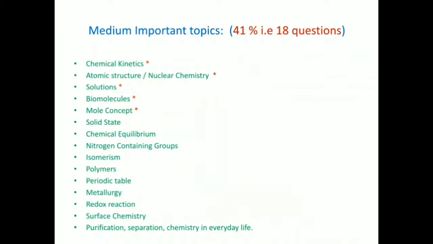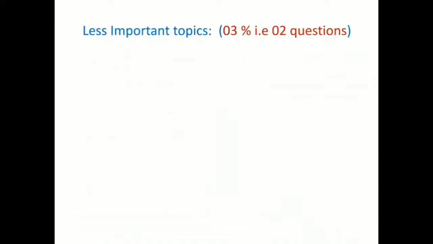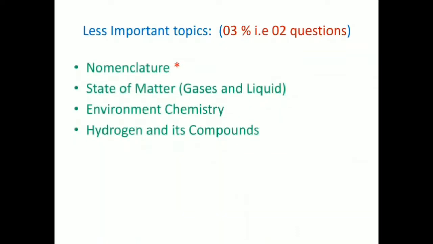Let's go ahead and see what the least important topics are. Least important topics are those from which you get approximately 3% of questions, that is around 1 or 2 questions in 45. So what are these topics? You have this in front of you, and I think nomenclature is the one which is a little bit more important among the other 3. So now you know which topics are important, medium and least important.